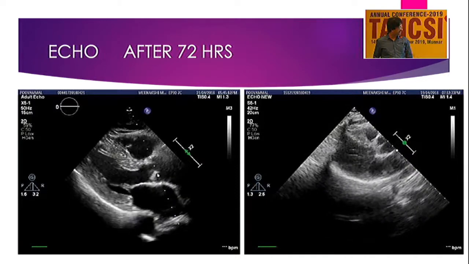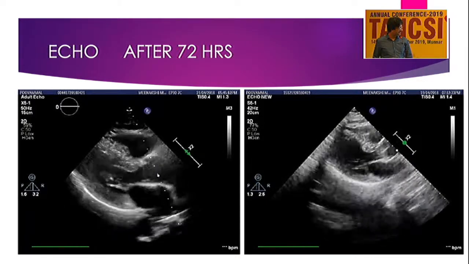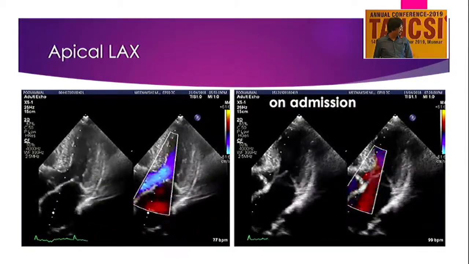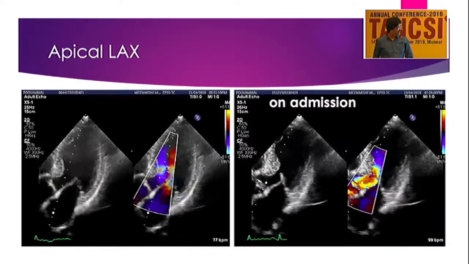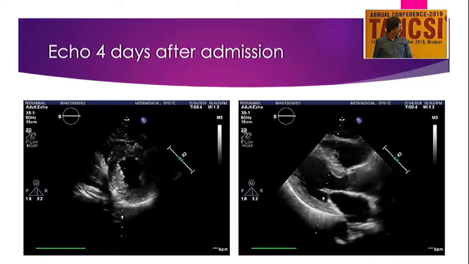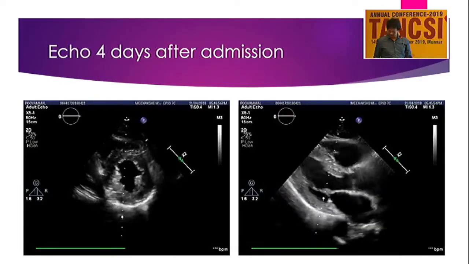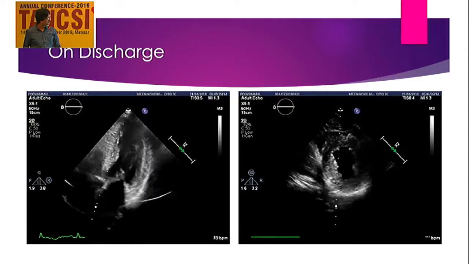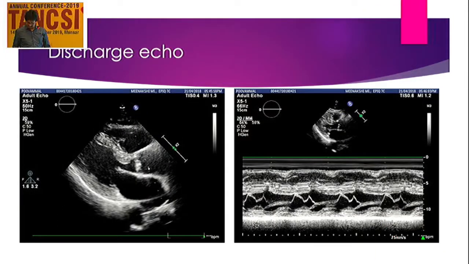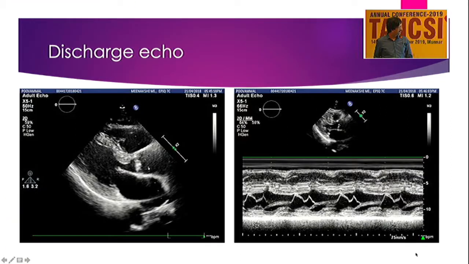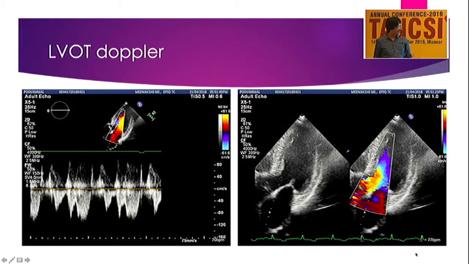And you can see this is after 4 days. You can see the nicely contracting LV. The LV function gradually improved over a period of 1 to 2 weeks and became normal. This is the echo after 4 days of admission. You can see a nicely contracting LV. So this is on discharge, and there is almost no turbulence and no SAM.